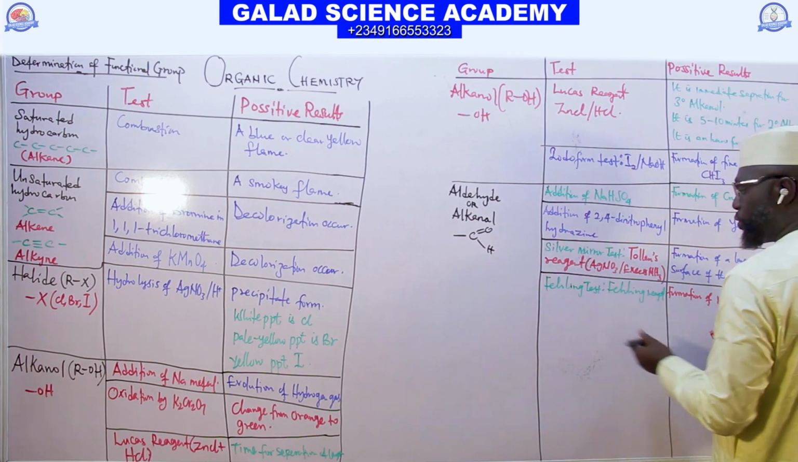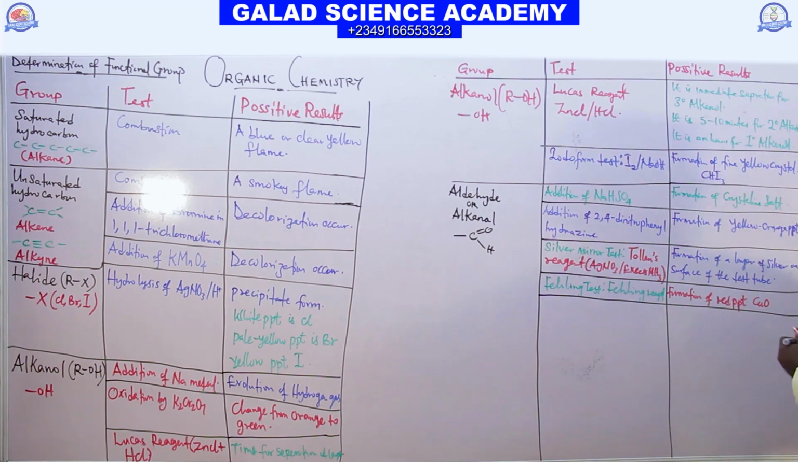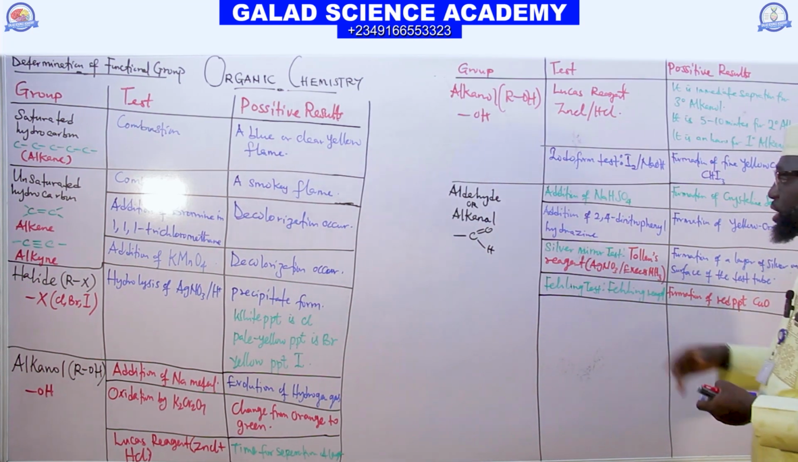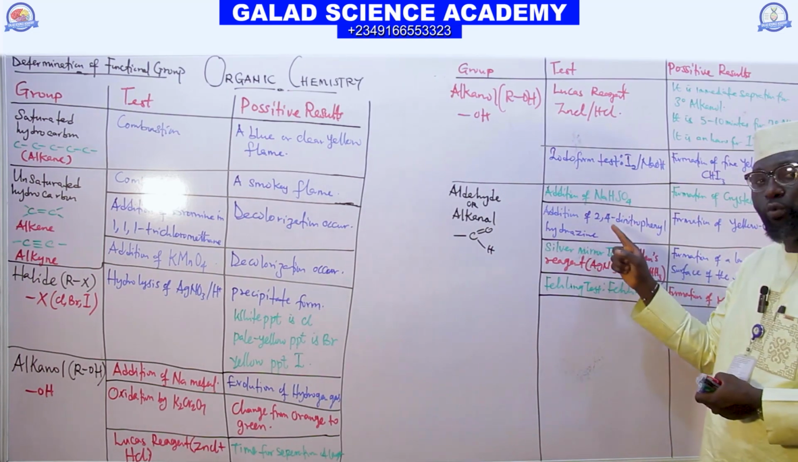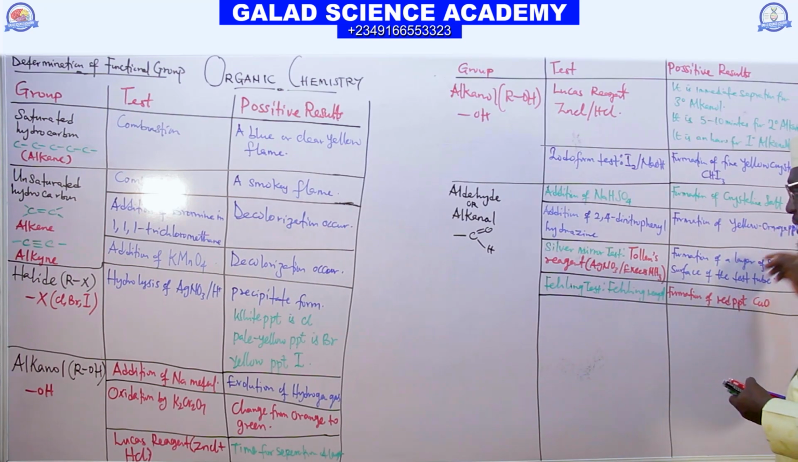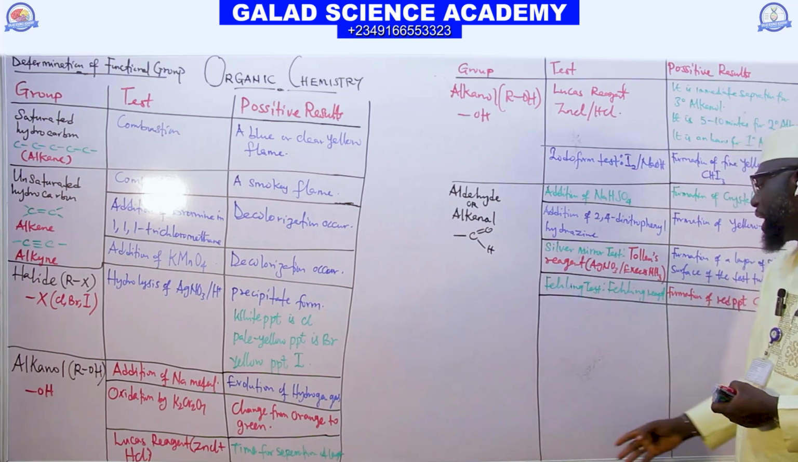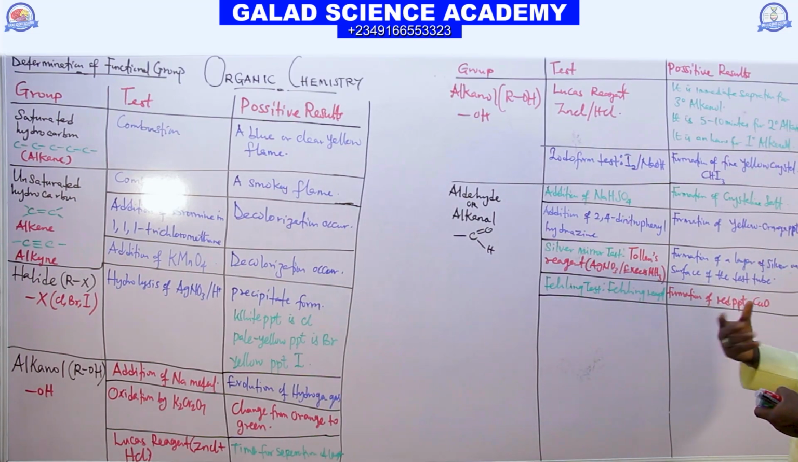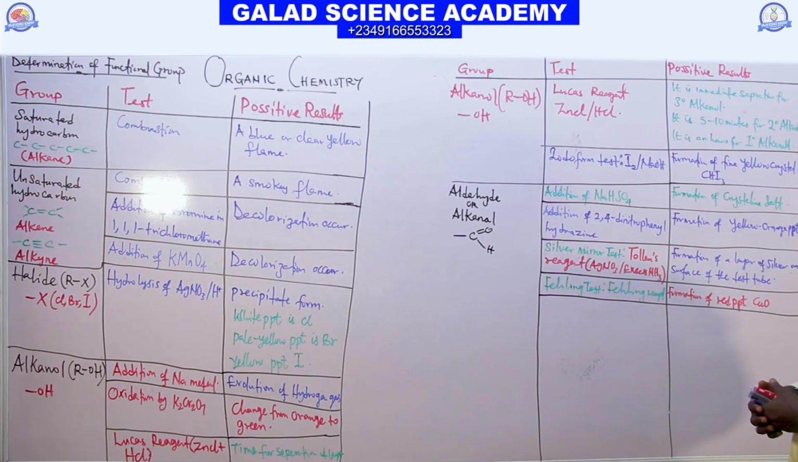So, for the aldehyde, we have this. To test for aldehyde, sodium hydrogen sulfite gives formation of crystalline salt, 2,4-dinitrophenylhydrazine gives us yellow-orange precipitate. With silver mirror test, aldehyde or alkanal, we have formation of a layer of silver on the surface of the test tube. With Fehling, we have a red or brick red precipitate.